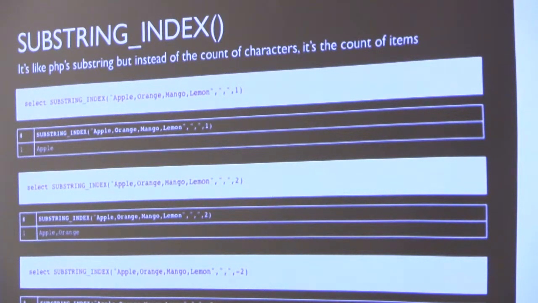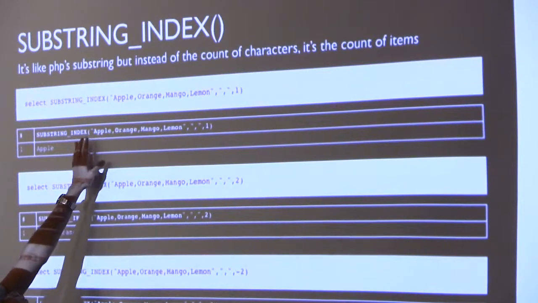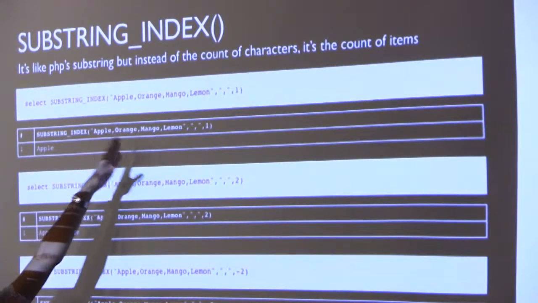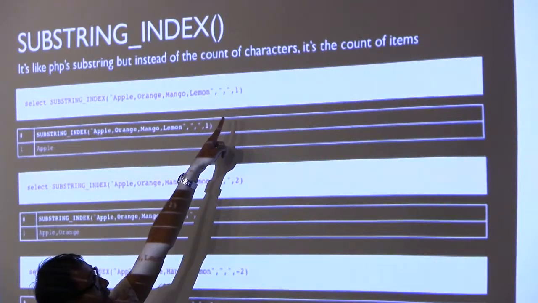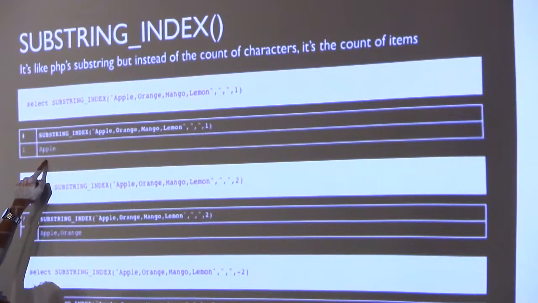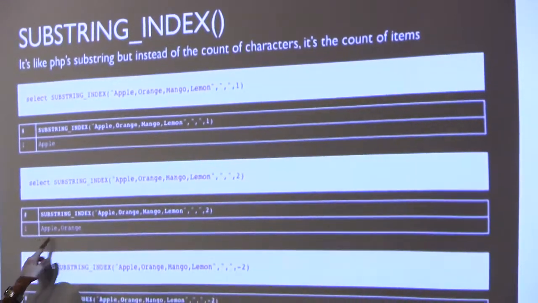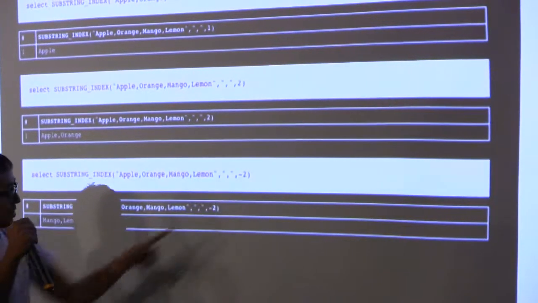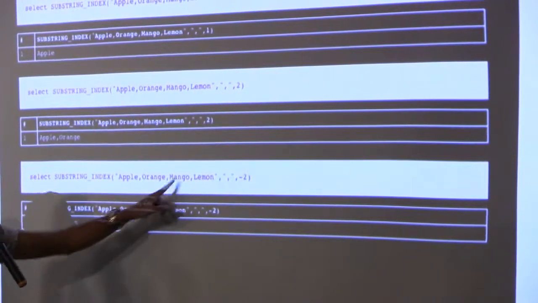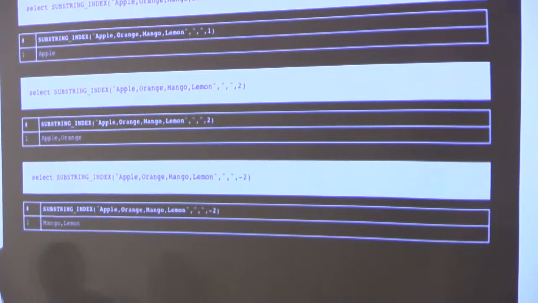So what you do is, let's say I have apple, orange, mango, lemon, right? And I want to separate by a comma and get me the first one. So the result is apple. With 2, apple and orange. You can do the opposite, like -2, which means I get the last 2. So lemon and mango.